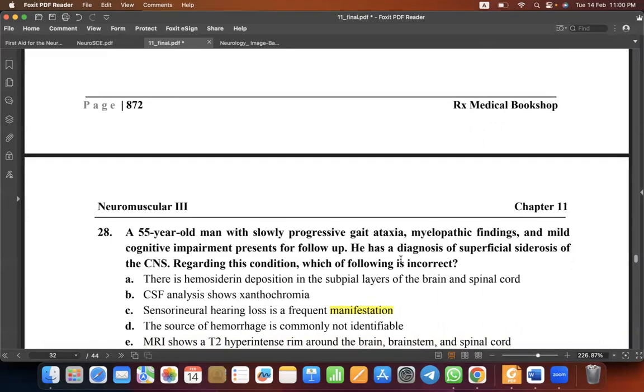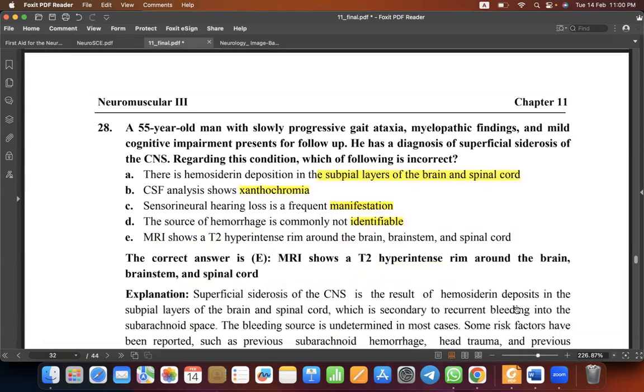The source of hemorrhage is not identifiable. In many of the cases, we'll be unable to identify the source of bleeding in superficial siderosis. So the source of hemorrhage is sometimes unidentifiable. It's absolutely true. The third important thing is that in the CSF there could be bleeding, so there could be xanthochromia as well. There could be hemosiderin deposit in the subpial layer of the brain and spinal cord. That could be a possibility. T2 hypointense, I guess that will be the answer.